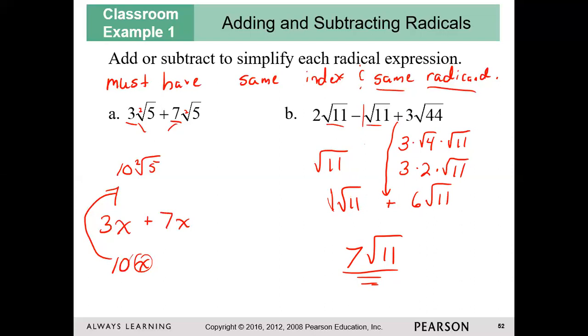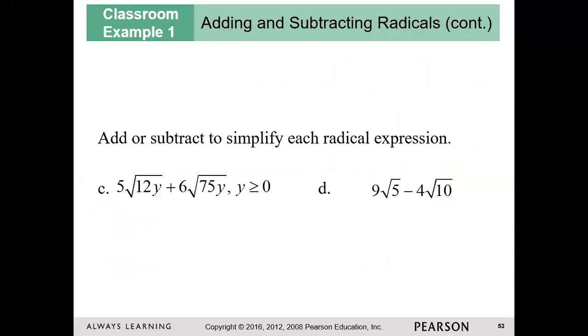And then if you don't have it, then don't touch them. Don't combine them. Right? It'd be like 2x plus 7y. What's 2x plus 7y? It's 2x plus 7y. You cannot combine them because the x and y aren't the same. So the same sort of thing is going to happen when you're adding and subtracting these radical expressions. It's not the same index and same radicand. Move on with the problem.